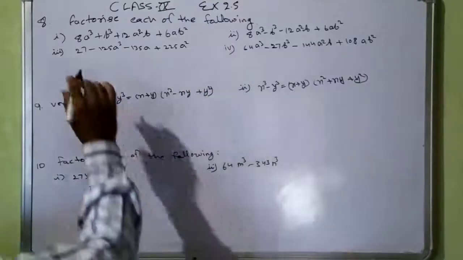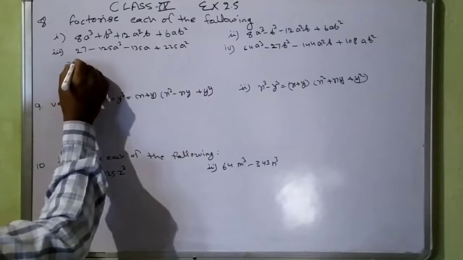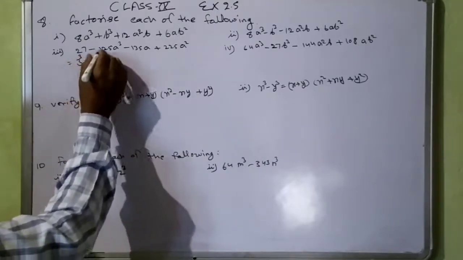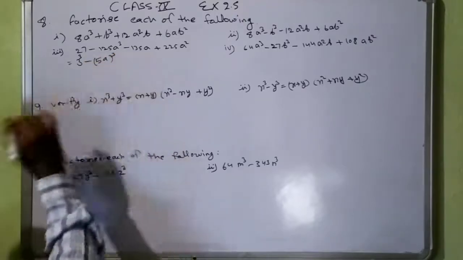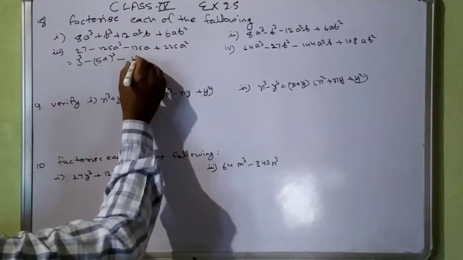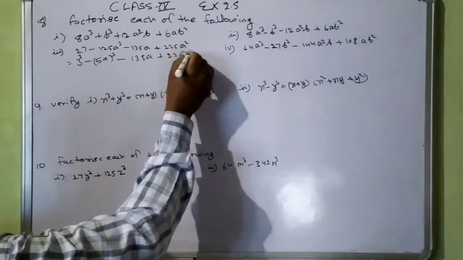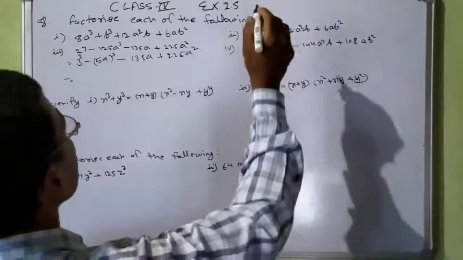So for the third part, 27, convert it into a cube. That will be 3 cube: 3 3 is 9, 3 9 is 27. Similarly, this one also is 5a cube. Write it, and the other terms you will write the same. Right? A square.